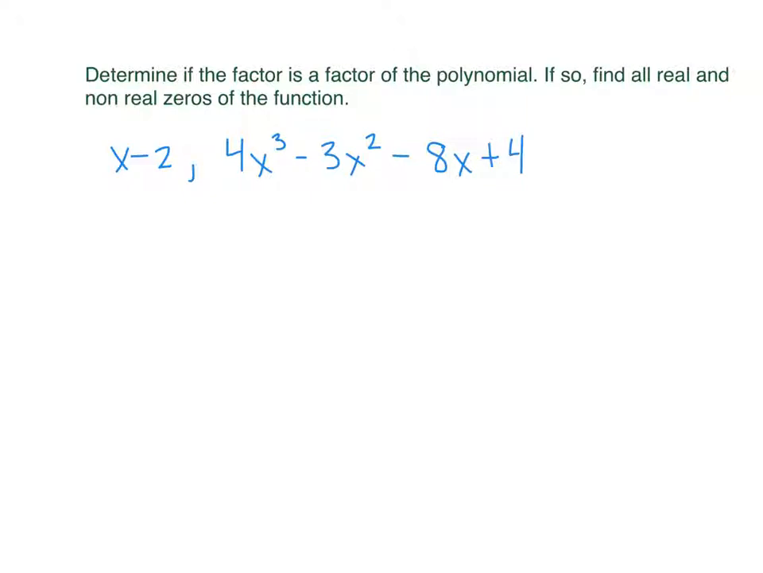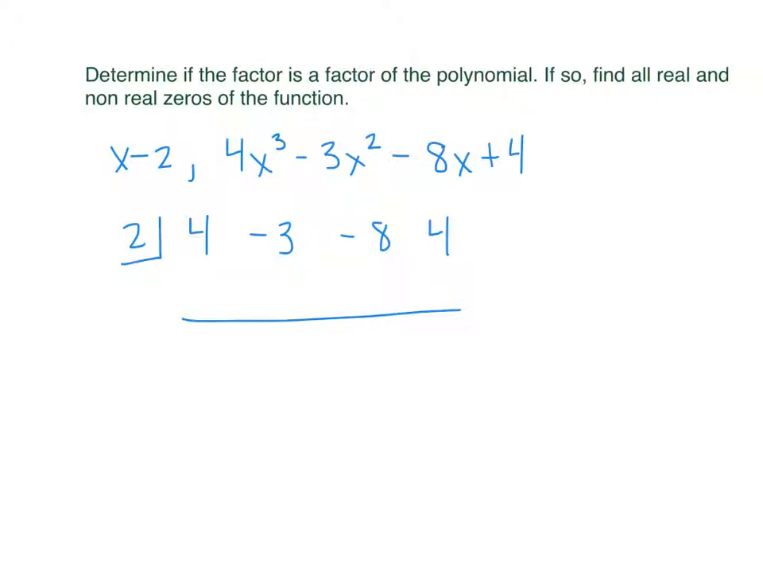So we put the 0 that would come from x minus 2. If we set that equal to 0 and solve for x, we would get 2. So that number would go in a half box when we're doing the synthetic division. And then we list out the coefficients next to it. So 4, -3, -8, 4. Leave some space and then put a horizontal line.